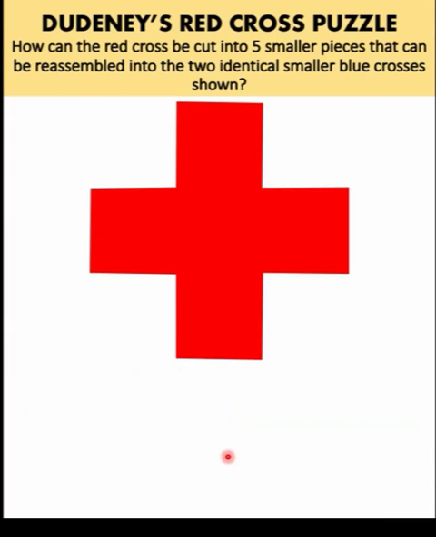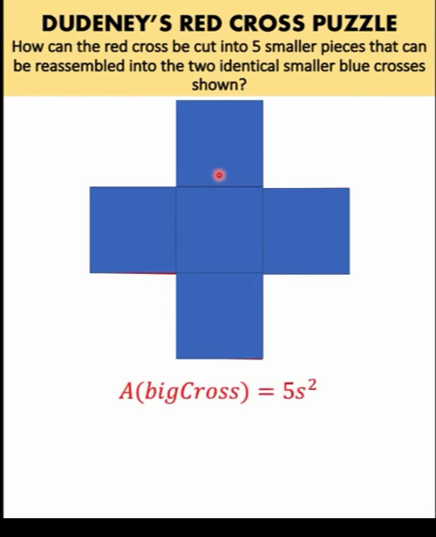In order to quantify how big the 2 identical smaller blue crosses that we want to form, let's compute the area of this red cross. You can think of this red cross as composed of 5 identical smaller squares. And if the side of this square is S, that means the area of one of these squares is S squared. And since there are 5 of those squares, the area of the big cross is represented as 5S squared.